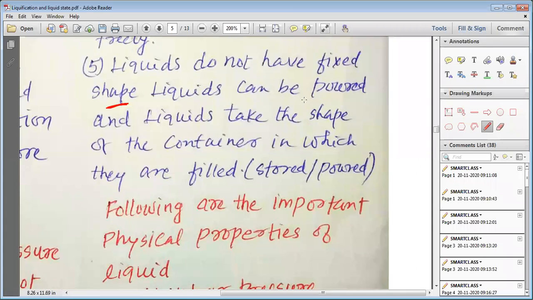Liquids can be poured. You can pour them from one vessel to another, and when you pour them from a glass to a cup, the shape changes. Initially the liquid had the shape of the glass, which turns into the shape of the cup. Liquids take the shape of the container in which they are filled, or stored, or poured, whatever you understand.